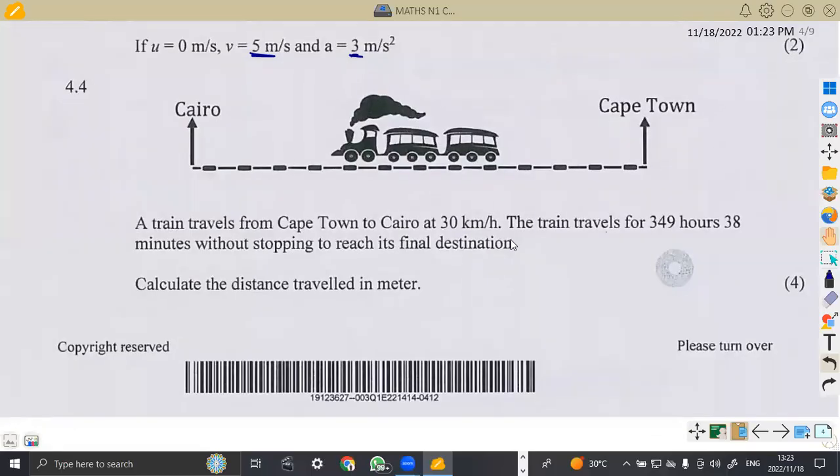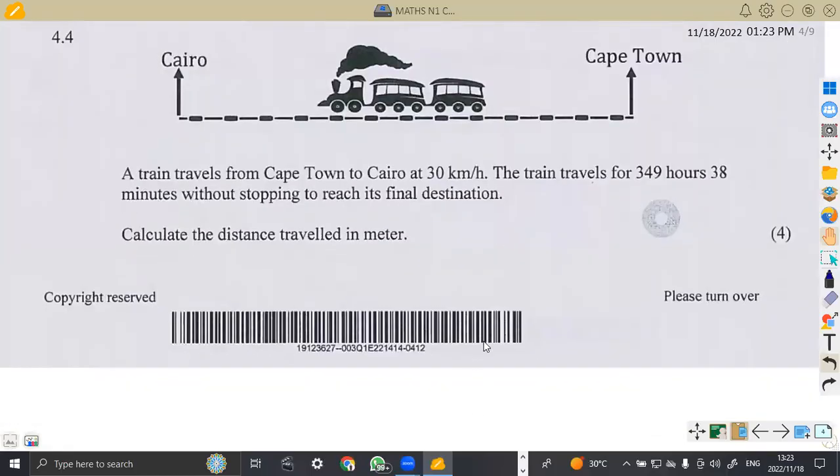Okay, 4.4, we are given two cities, Cairo and Cape Town. A train travels from Cape Town to Cairo at 30 kilometers per hour, which means we are given the speed of the train. The train travels 349 hours, 38 minutes without stopping to reach its final destination. Here we are given the time. Now we are asked to calculate the distance traveled in meters. Okay, so what is the distance that was traveled in meters?